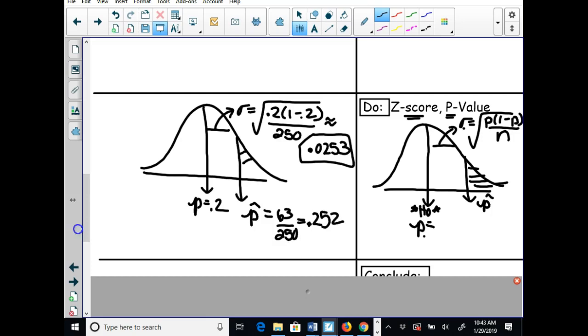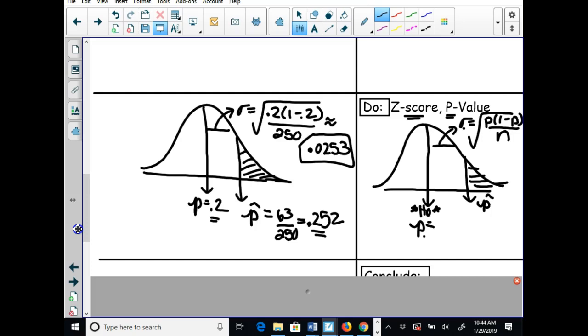And now I'm going to shade this way. Okay, so right now this 0.252 is bigger than 0.2. So this counselor has evidence that it is higher at her school. The question is, though, is it significantly higher? So what do we do? We have to find a z-score.